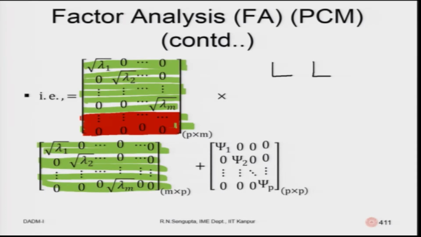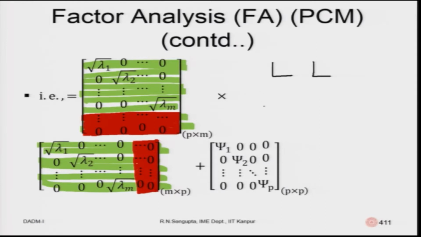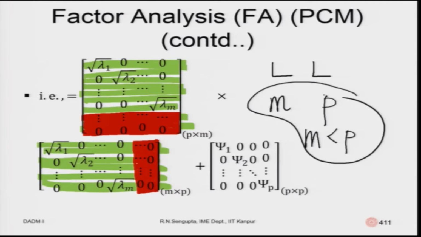And obviously, for L transpose, the corresponding dimension is m cross p, so m rows and p columns. These m cross m values are non-zero, in the sense that the principal diagonal is there, but after that, the columns m plus 1, m plus 2, till the pth one, all values are 0. And the error terms are given by this. This is what we are trying to highlight, with m and p such that m should obviously be less than p. Based on that, we will do the calculations.